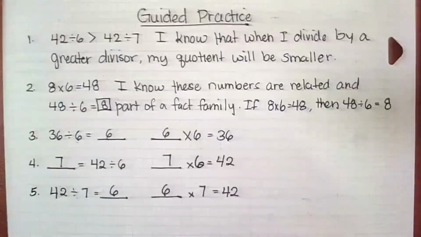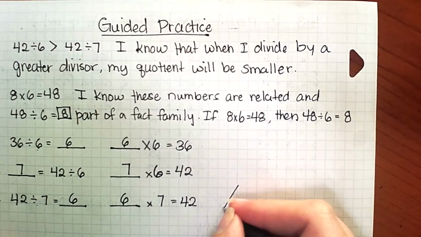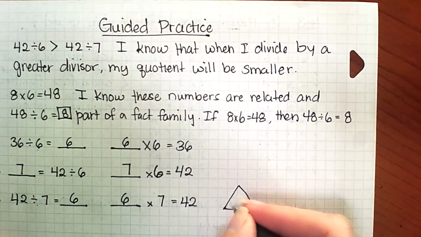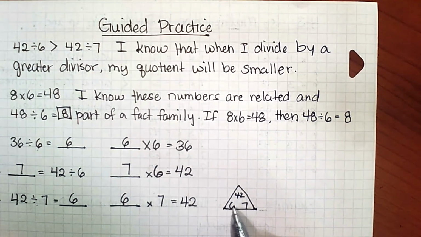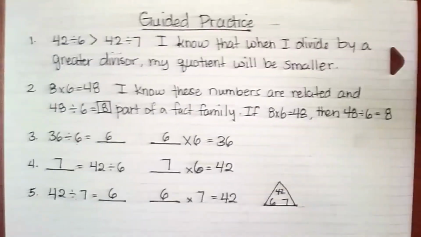Again, fact families. Draw them out if you're not sure. They're super helpful. 6, 7, 42. 6 times 7 is 42. 7 times 6 is 42. 42 divided by 6 is 7. 42 divided by 7 is 6.